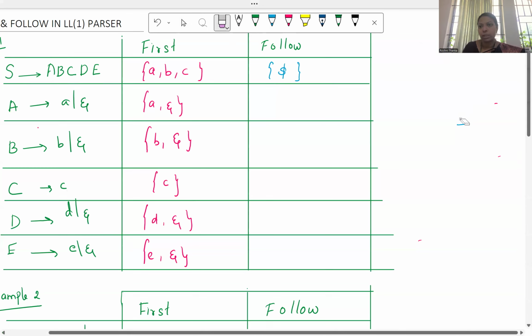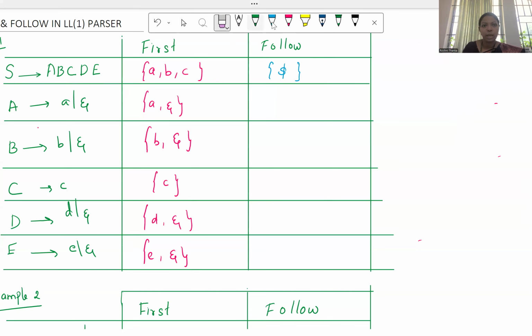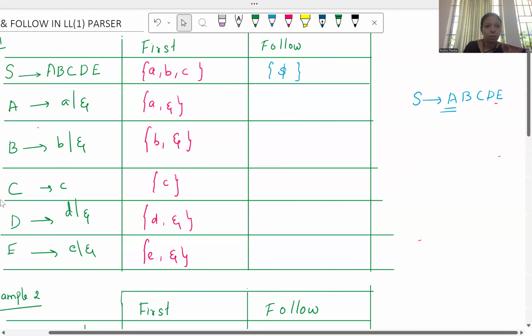Now, the next non-terminal is A. If you look at A, you have to see in the right-hand side of all the productions, after A, what will be coming? If you see in the right-hand side, only in this production, S derives A, B, C, D, E, is A coming. Nowhere else in the right-hand side is A coming, in any of these productions. So now, what I said about follow: who is following me? Who is following A? After A, who is coming?